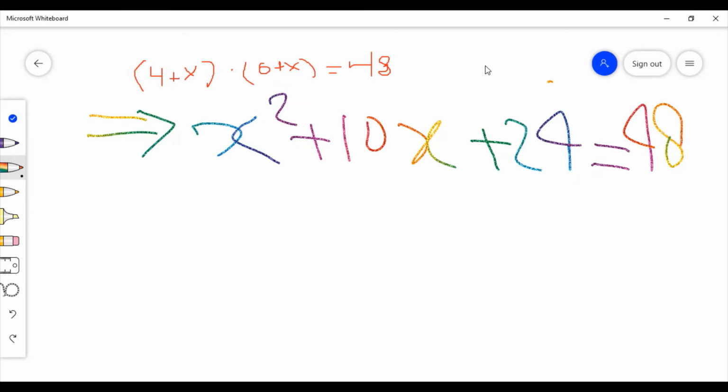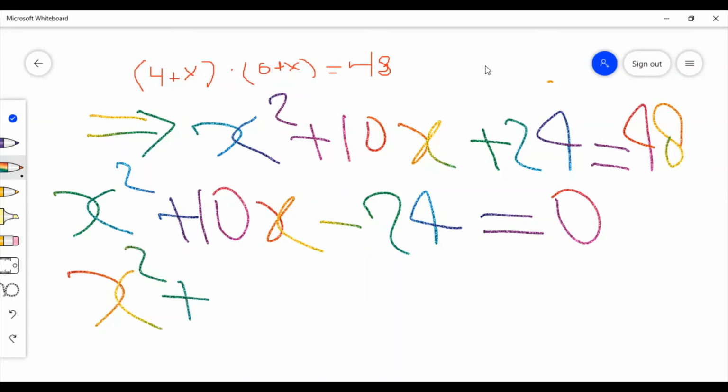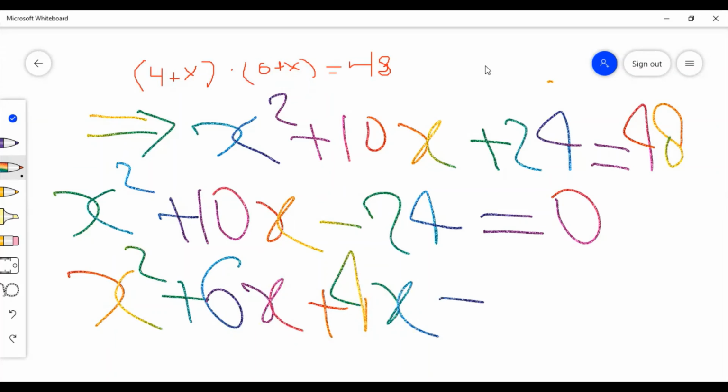Wait, let me see. Yeah, and then once you simplify, you get x squared plus 10x minus 24 is equal to 0. And then you do quick factoring, or you can use the quadratic formula too, I guess. Then 24. 6 4s are 24. Middle term break. 6x plus 4x minus 24. Yeah, it's 10x, then once you do the thing.